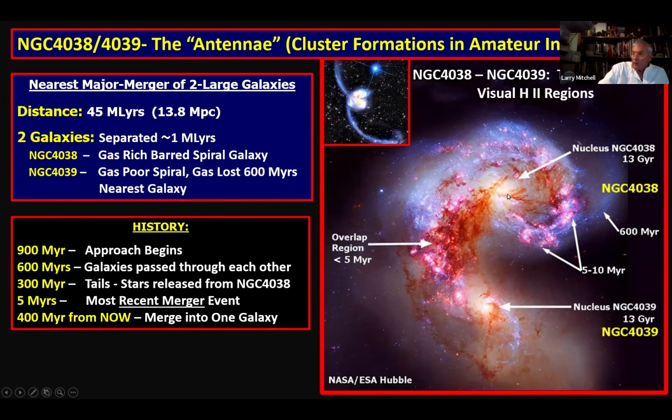NGC 4038 is a gas-rich spiral galaxy. NGC 4039 was a gas-poor spiral galaxy. These two galaxies started approaching one another about 900 million years ago. 600 million years ago, they passed completely through each other. And 300 million years ago, the tidal tails were ejected from the galaxies as a result of the merging. And the most recent merger event, of which we're seeing a lot of this activity, was 5 million years ago. 400 million years from now, this will become one galaxy.